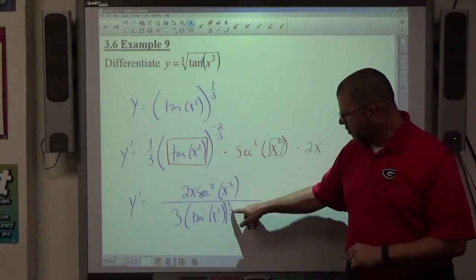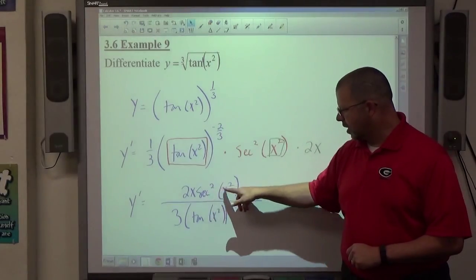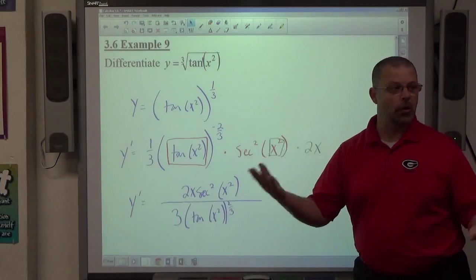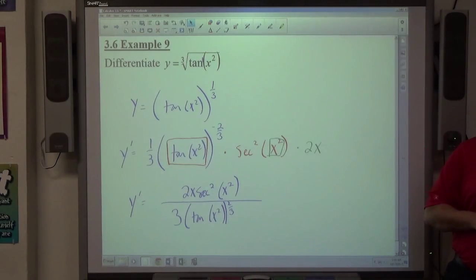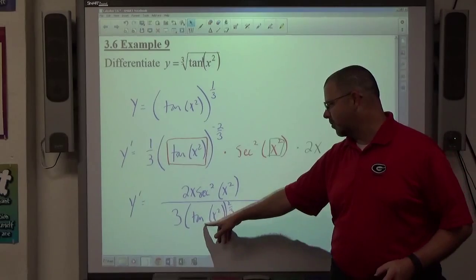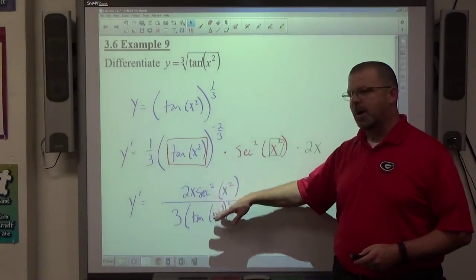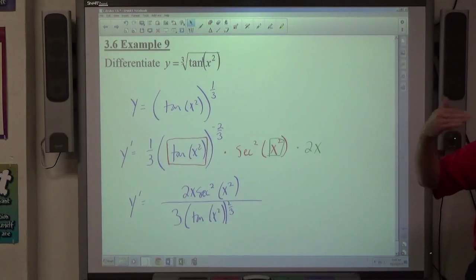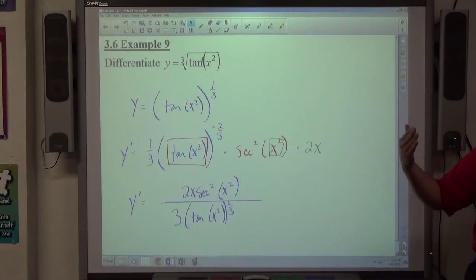If these powers matched here, secant squared of x squared and tangent of x squared would be complementary. They both have the same arguments, so some cancellation possibilities there to make it a little bit prettier. But honestly, I'd probably leave it right there. If this was just tangent of x squared, not to the 2/3 power, I might try and get some of this tangent and secant simplified down a little bit, because secant's 1 over cosine, tangent's sine over cosine. They're both over cosine, so cancellation possibilities there for sure.